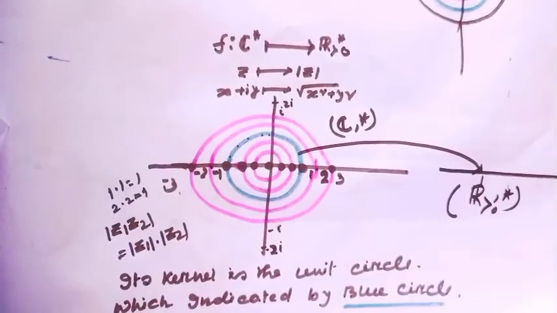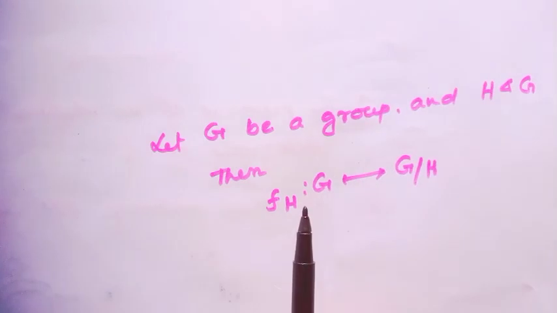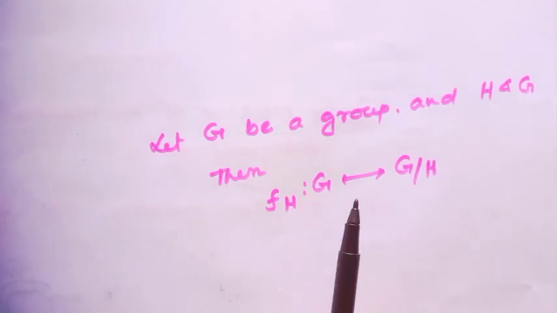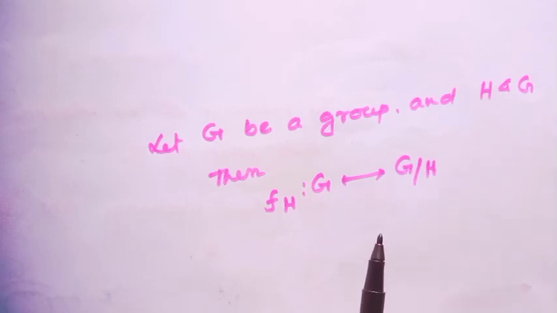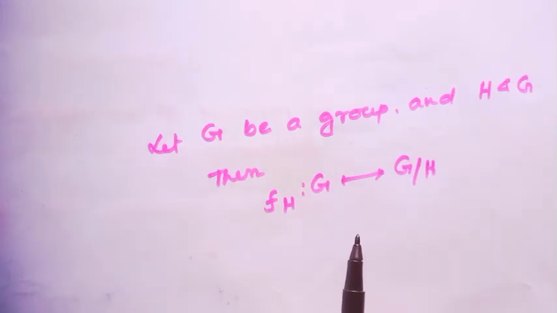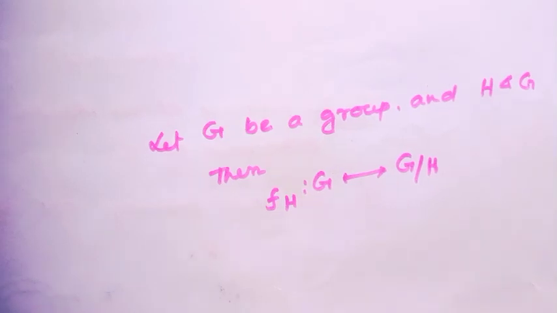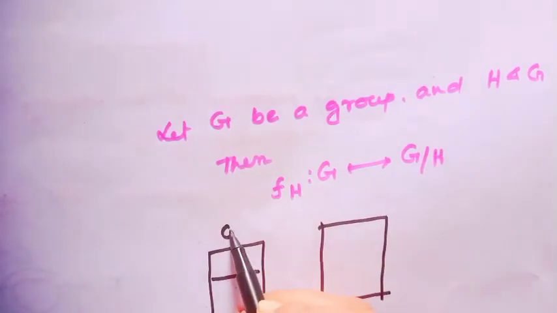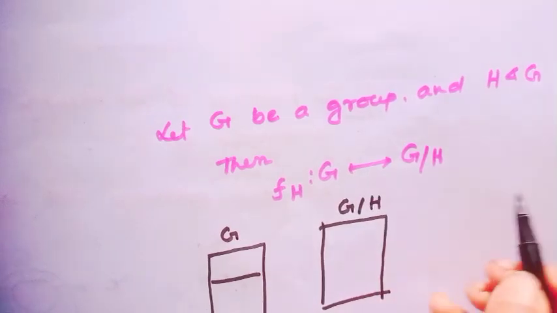Are you getting this mapping? This is very important. And there is just a noise theorem. Let G be a group and capital H be a normal subgroup, then we can always construct a nice homomorphism f_H from G to the factor group G mod H. That means this is the group G and this is the factor group G mod H.